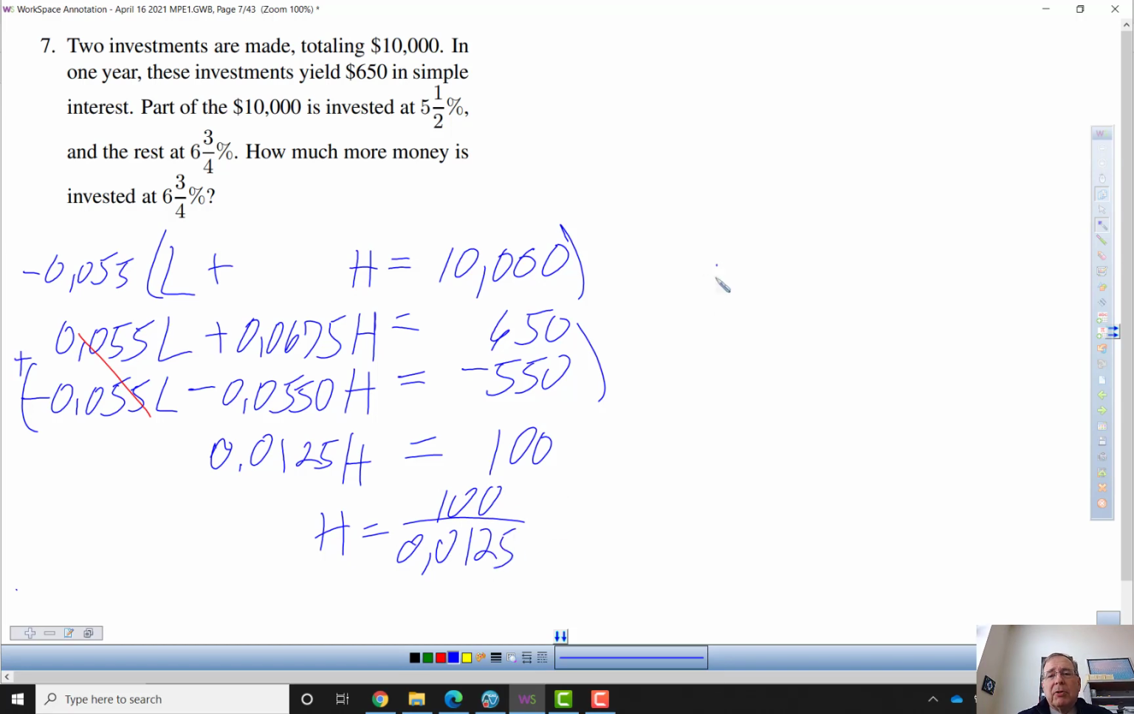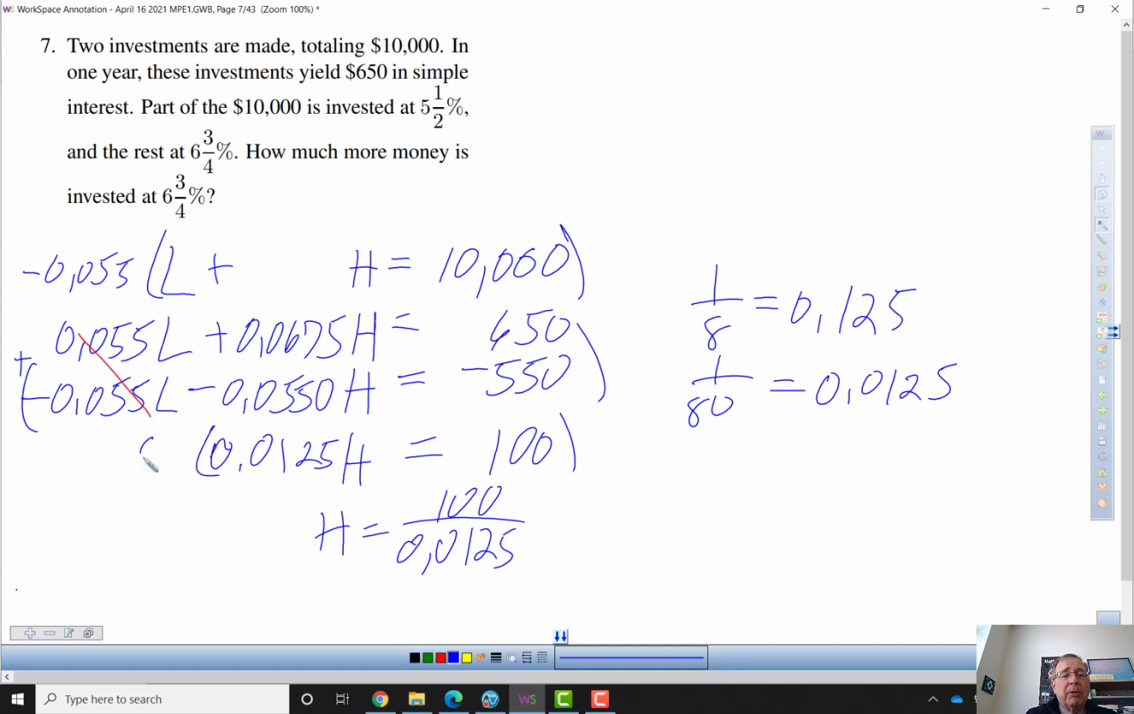So I'm going to observe that 1/8 as a decimal is 0.125. So 1 over 80 must be a tenth of that, which is 0.0125. So I'm going to go here, multiply both sides by 80, and get H equals 8,000. So if H equals 8,000 and they total 10,000, then the lower interest rate investment must be 2,000.